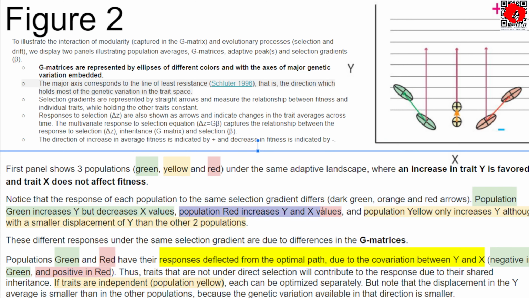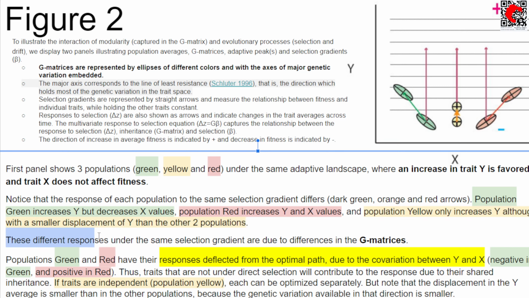Population red increases x and y values because of a pre-existing positive correlation between x and y. And population yellow increases y, although with a smaller displacement of y than the other 2 populations. So it keeps that neutral scatter plot, and it just increases in y, but it doesn't induce any distortion from that actual sparsity in that trait architecture.